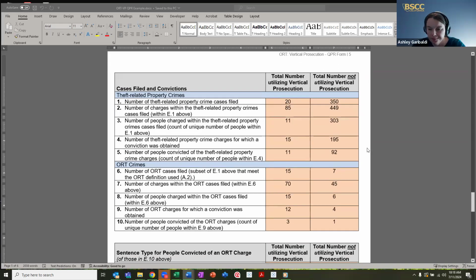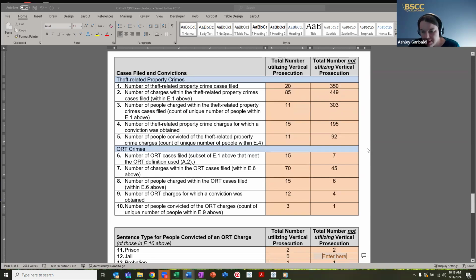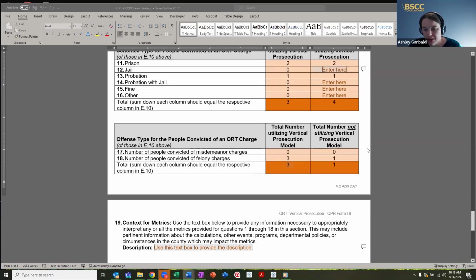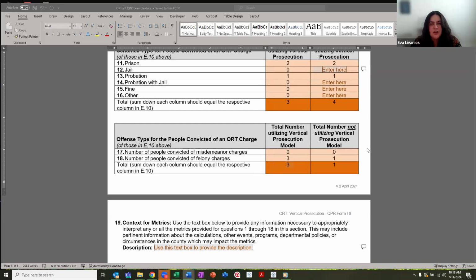Kamaria asks, is it necessary to include text for number 19 if there is no clarification needed? I guess Ashley can answer that. I would say sometimes I feel as though there's always context, because sometimes maybe to us, but maybe not to you. What do you think about that, Ashley? I think it's context dependent.